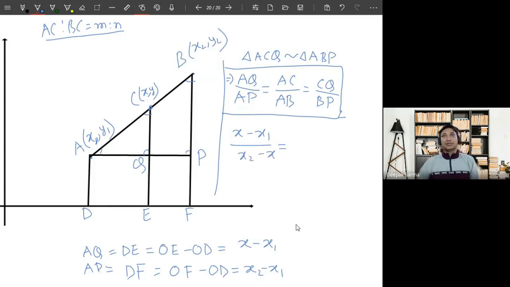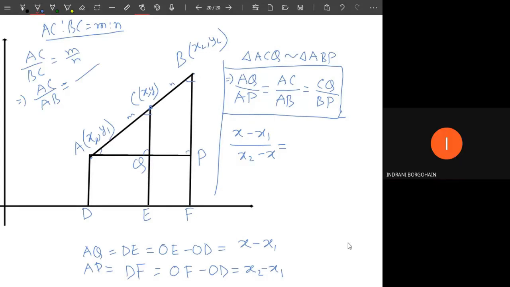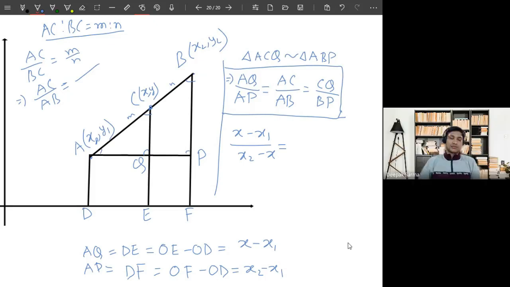Now I have another one. What is AC by AB? Can you tell me? AC by BC is M by N. So AC by AB, what will be the value? M by M plus N. All of you agree? If AC by BC is M is to N, or M by N, then AC by AB will be M by M plus N.